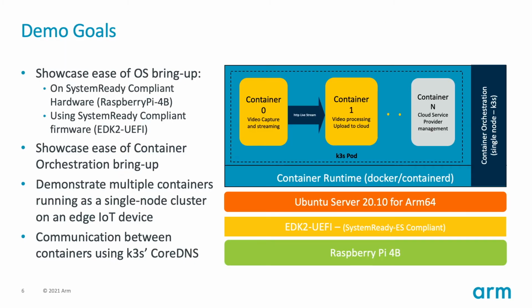The goals of the demo are to showcase the ease of OS bring up on system-ready compliant hardware, which in this case is the Raspberry Pi 4B, using system-ready compliant firmware, which in this case is EDK2 UEFI. We also want to showcase the ease of container orchestration bring up, demonstrate multiple containers running as a single node cluster on an edge IoT device, and also show that we can communicate between these containers. For example, use one container to capture the input video and then stream that across to another container, which does the processing of the video. Let's dive straight into the demo.